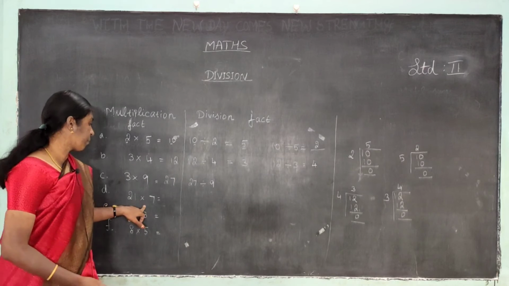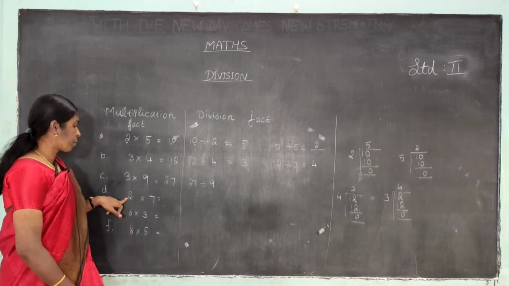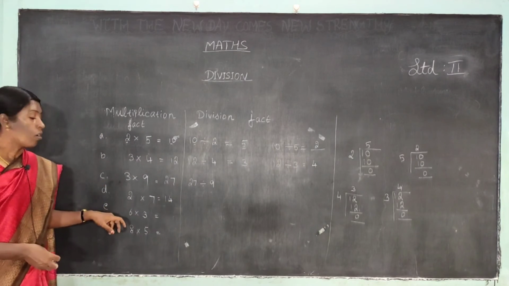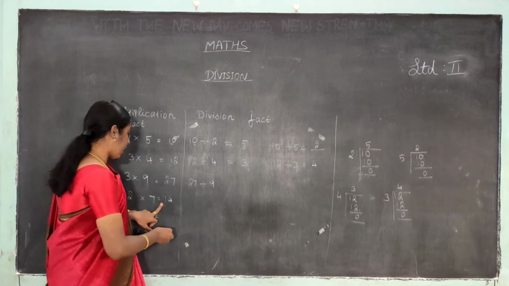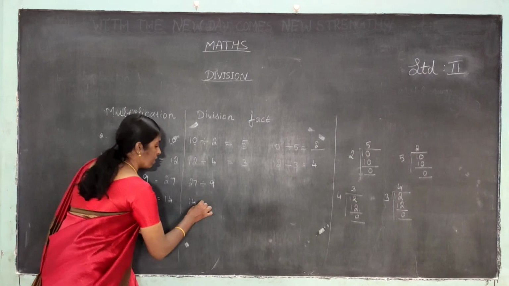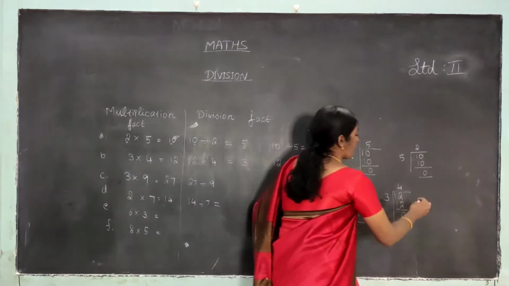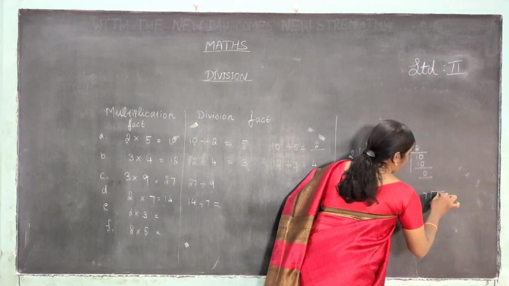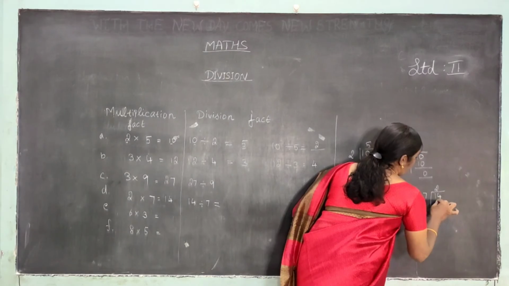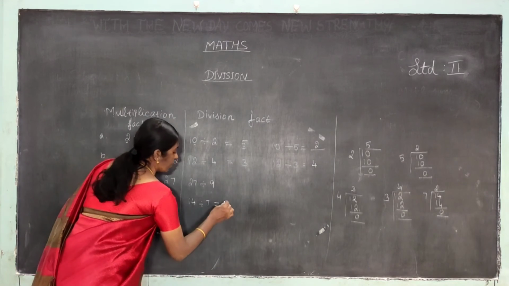Okay, next we can see this one. You see 2 into 7. What is it? 2 7s are what? 14. Okay. Next, we are going to divide 14 divided by 7. What is it? Tell the 7 table. 7 1s are 7, 7 2s are 14. 7 2s are 14. Okay, what is the quotient there?